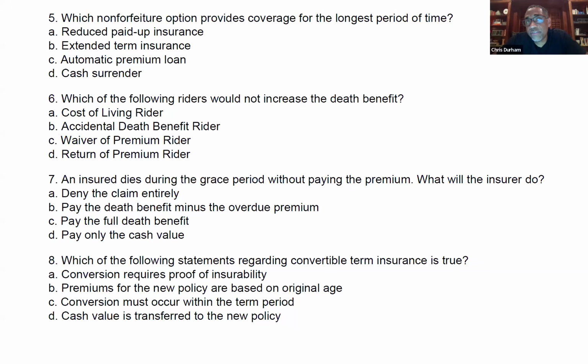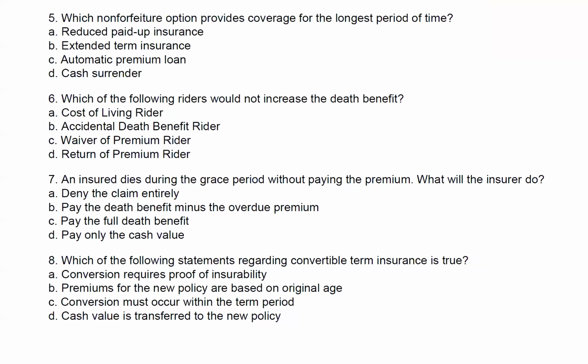So when you say waive, I just want you to know what you're waiving. You're waiving the premium because you're disabled. Got it? You might see that question again. Cost of living, whenever you see cost of living rider, cost of living goes with inflation. Inflation means stuff costs more. So a cost of living rider would give you more coverage to keep up with inflation. That's why it's increasing your death benefit.